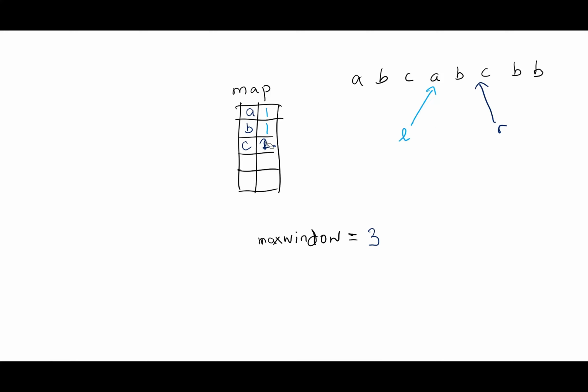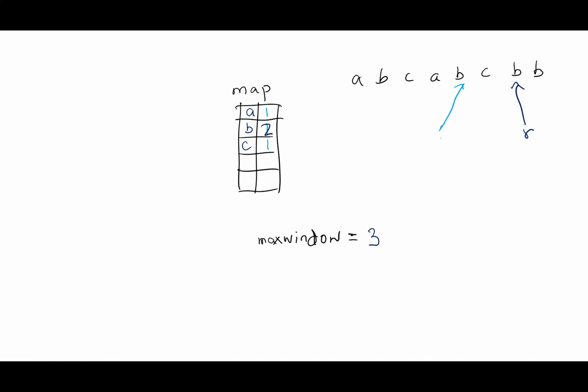And C, the frequency of C becomes 1. Okay, and now it's a valid window again, right? Now I try to expand the window further to the right. Now you see that the issue here is B becomes 2 and the window is invalid, right? So I have to do the shrinking again.